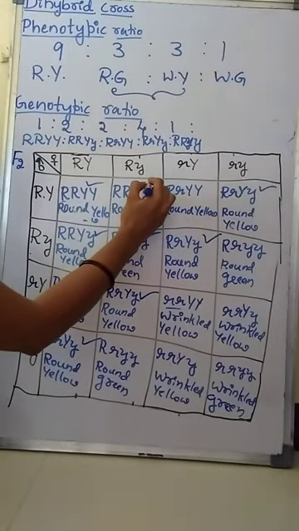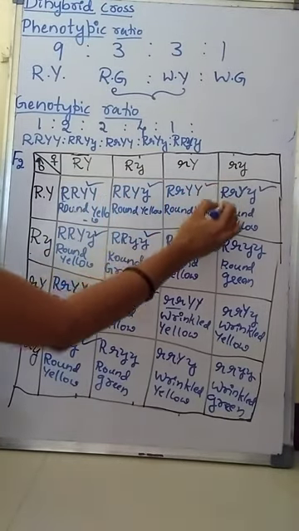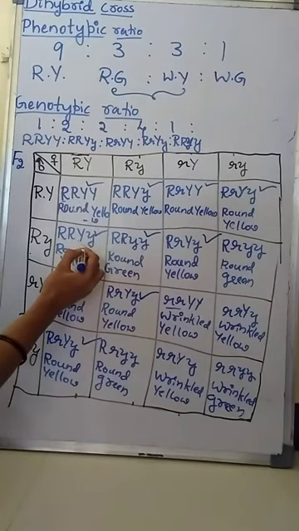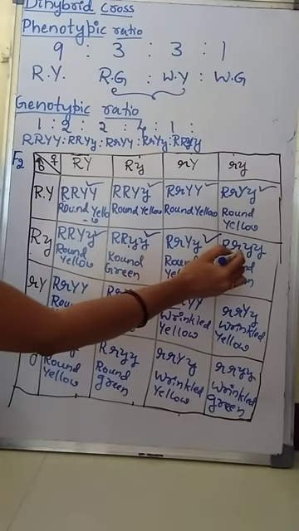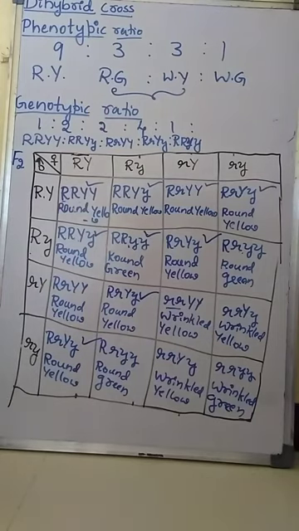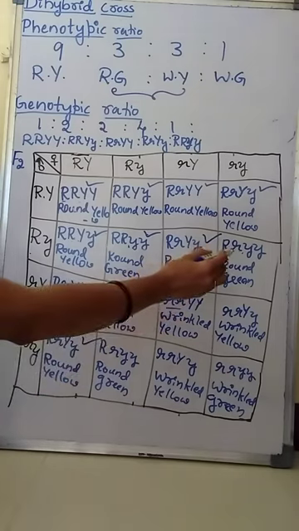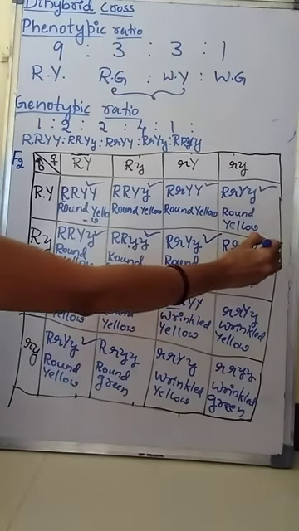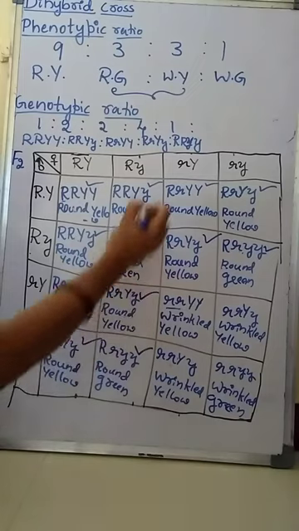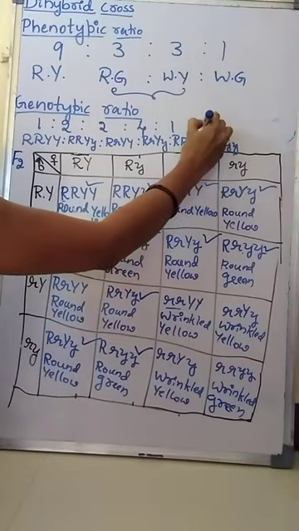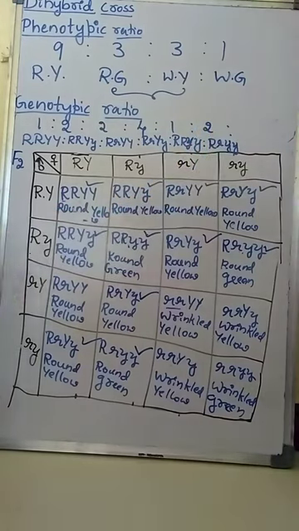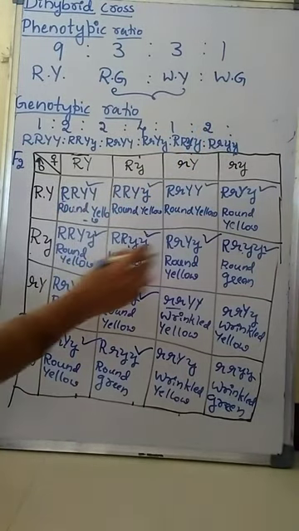Tick these things. Next one is 2, which means capital R, small r, capital Y, small y. Here one, here one, so it's 2. Capital R, small r, small y, small y is 2. 2 are there. After that, this is over.